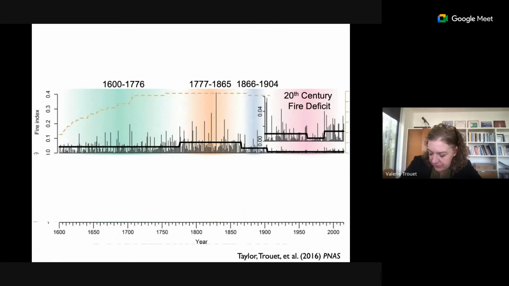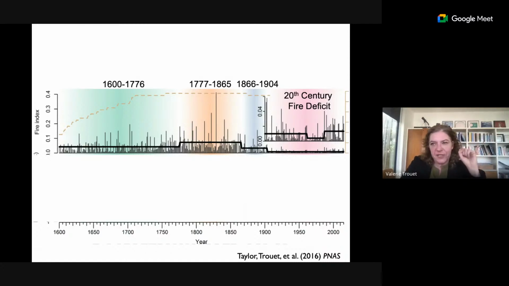I won't tell the whole story here, but one thing we found is these shifts. Here you can see our fire chronology up until 1900, now with a 20th century fire record, the instrumental fire record, merged with it. And you can see three distinct shifts in the fire regime: one in 1776, one in 1865, and then the most recent one in 1904.